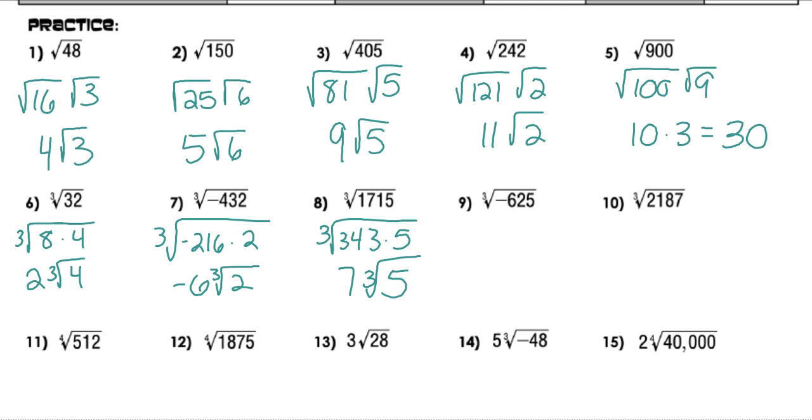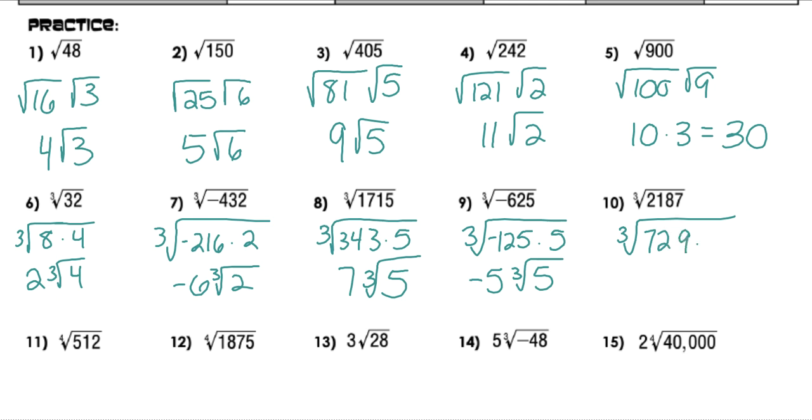All right, a cube root of another negative. Let's see, 625 I can break apart into negative 125 times 5, and that would give me negative 5 cube root of 5. And lastly, we have 2187. That's the cube root of 729 times 3. So doing that one, 9 is that root, and we still have the cube root of 3.